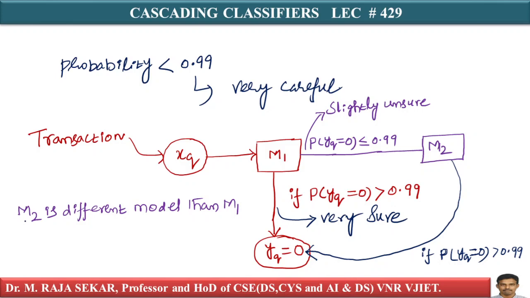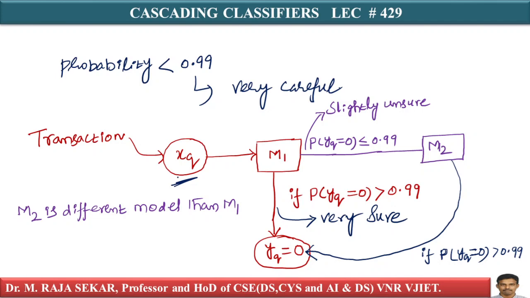So these are called, what is this? These are called cascade of models. These are a sequence of models that your query point XQ goes through. At every stage, we declare only if we are very, very sure. These models typically go with increasing complexity. That's important. These models go through increasing complexity.